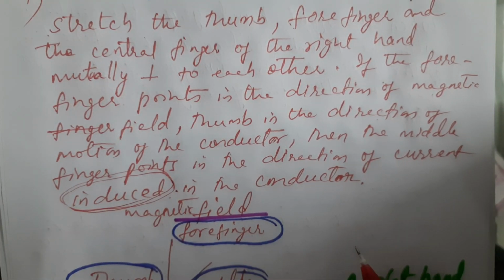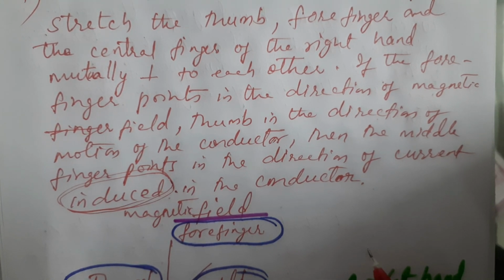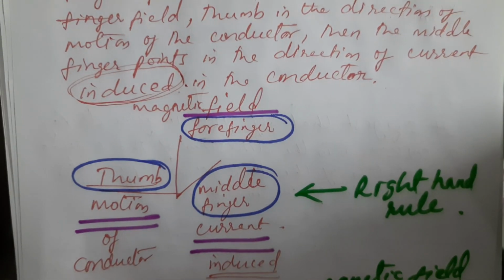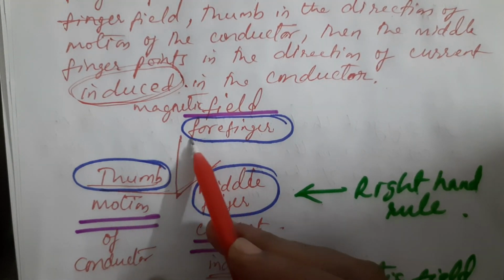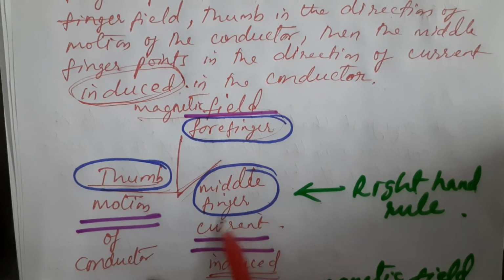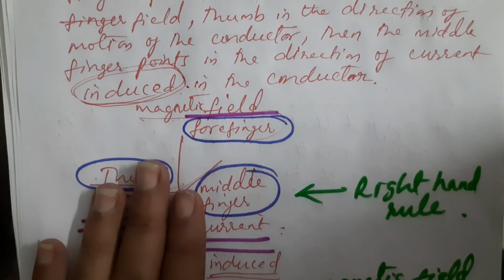So these are a few important laws of your physics. Definitely one is going to be asked in your exam. So I hope that everyone will prepare it thoroughly. Let's have a short recall. If we stretch out the three fingers, this is for the left hand rule. Forefinger will give the direction of the magnetic field. The middle one will give the direction of the current. And thumb will give the motion of the conductor.